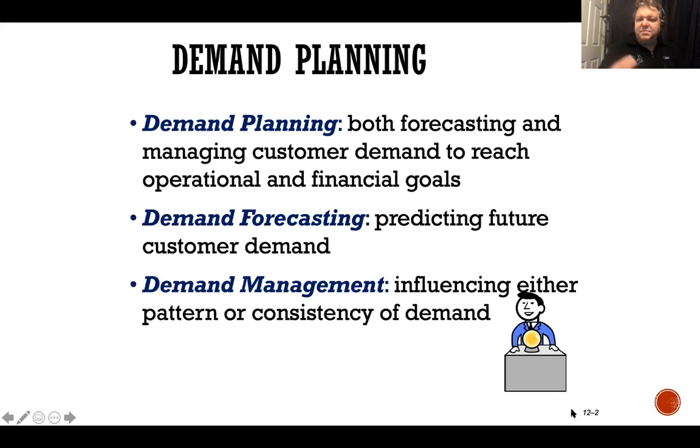Demand management is influencing a pattern of demand or consistency of demand. So demand management is proactive. You actually can manipulate your demand. And we do this very easily through pricing. So if I lower my prices, my demand will go up. People will want to buy more because it's cheaper. And especially if there's interest in the product, right? So I can intentionally lower my price to increase demand. The problem is if I increase demand by lowering my price, I don't maximize my profit, my revenue. And this is not good for me.